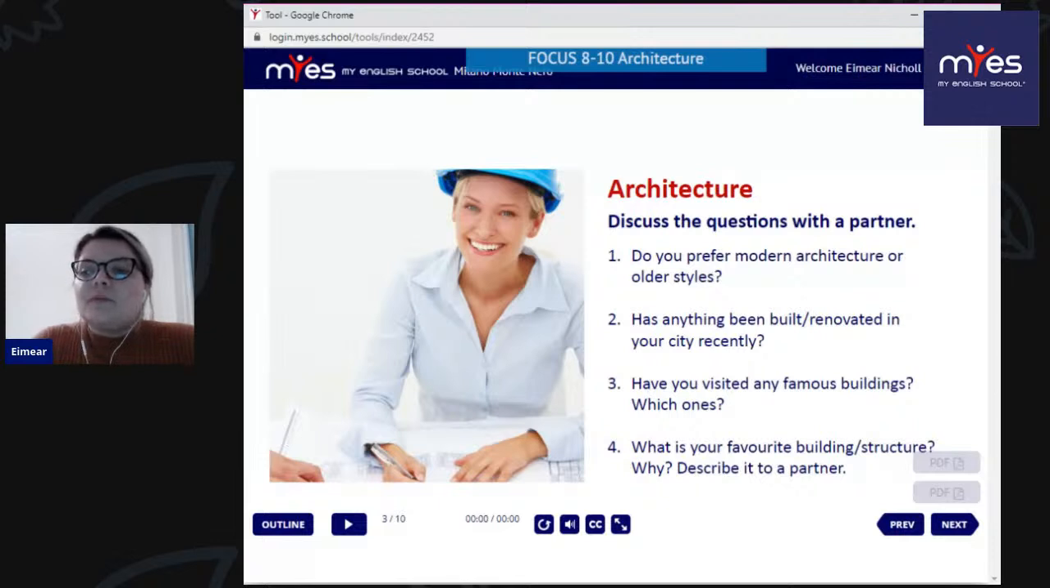So do you prefer modern architecture or older styles? Has anything been built or renovated in your city recently? Have you visited any famous buildings and which ones? And what is your favorite building or structure and why? And describe it to a partner.